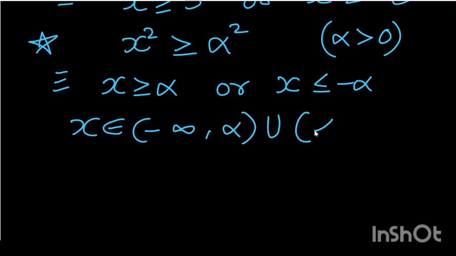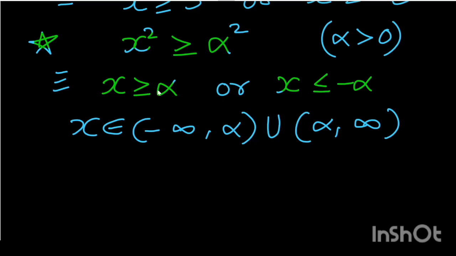Alpha is a positive number, alpha to infinity. So guys, this is a standard result: x square greater than or equal to alpha square, which means either x is greater than or equal to alpha or x is less than or equal to minus alpha. Or we can write it like this, guys. Now, in case equality is not there, it won't be here.